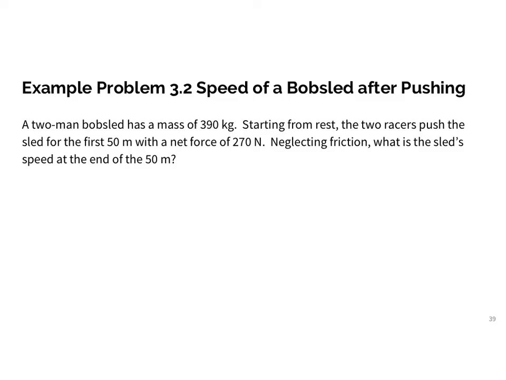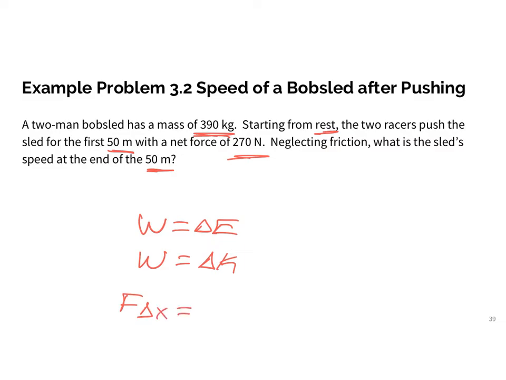Right, so we have an example problem. A two-man bobsled has a mass of 390 kilograms. Starting from rest, the two racers push the sled for the first 50 meters with a force of 270 newtons. Neglecting friction, what is the sled speed at the end of 50 meters? We'll take a look at this in class, but we've talked about how work equals the change in energy. So in this case, the work equals the change in kinetic energy, and we talked about work in section 2, so work is force times distance, and kinetic energy is going to be 1/2 mv squared, and we're looking for that velocity, and we'll do that in class.